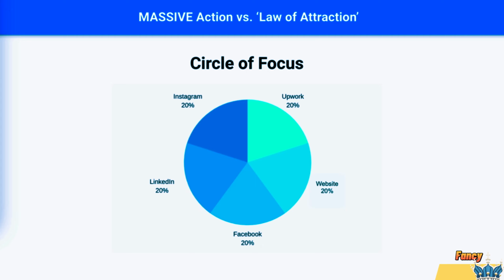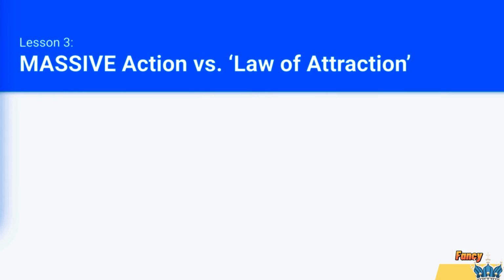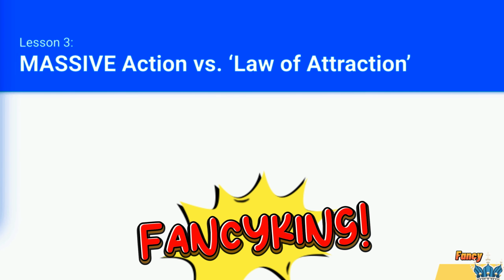So understanding that you need to combine massive action with the law of attraction, and you need to keep your circle of focus on one thing. Once you understand that, then you understand what is actually required to make these two work together. So once you have mastered that one single thing on your circle of focus, that's when you can actually move on to something else. But make sure you're not moving on until you've mastered that first thing first. So now you understand massive action versus the law of attraction.